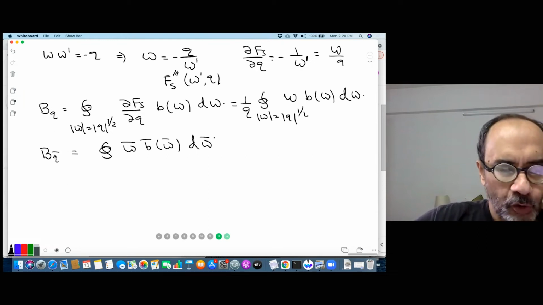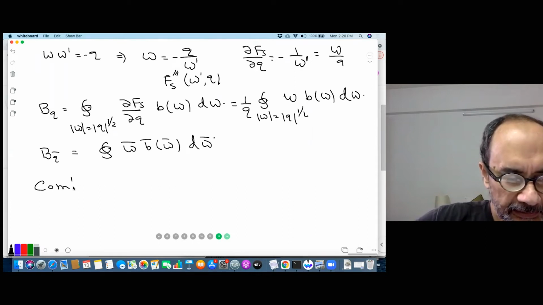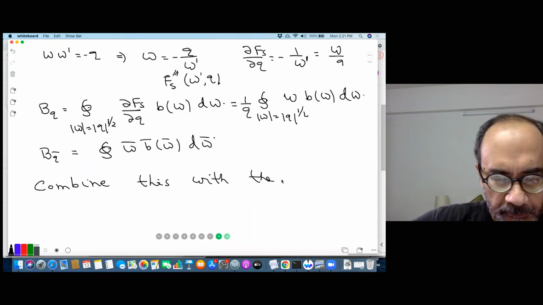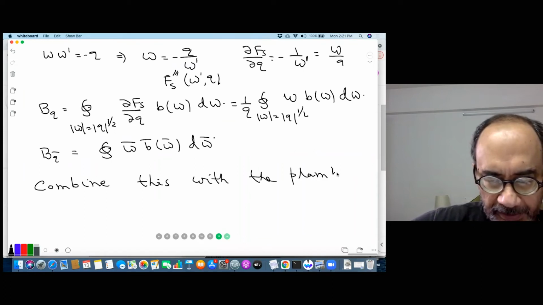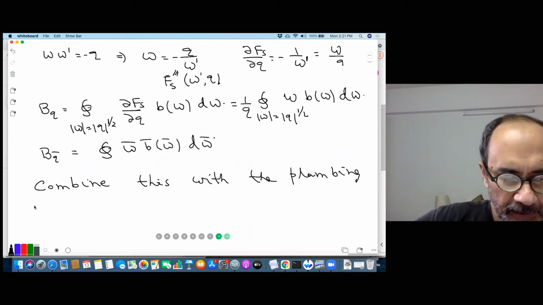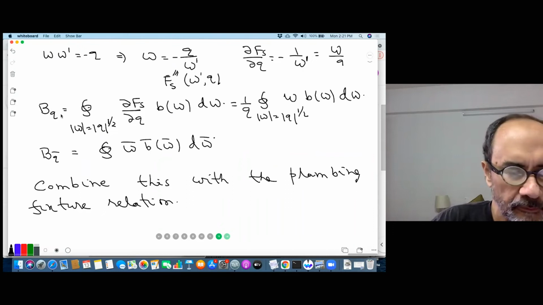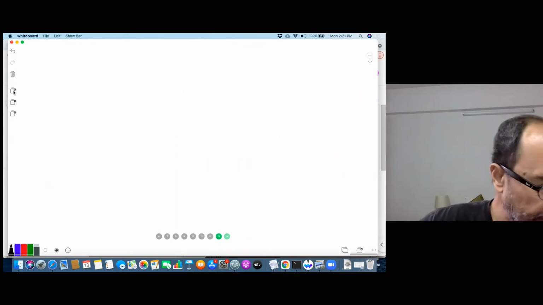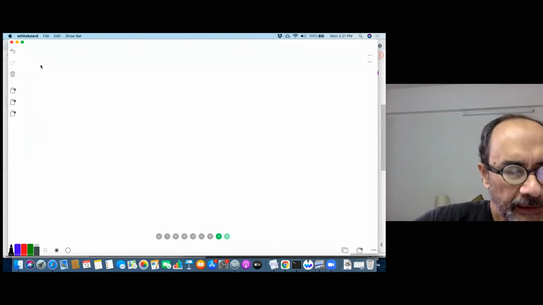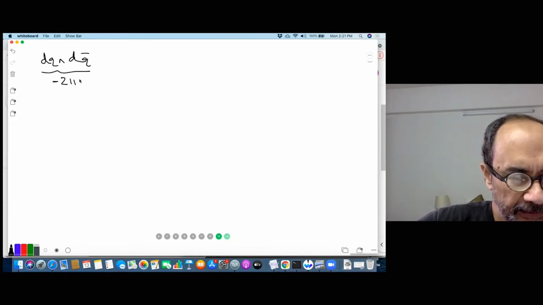So what we are going to do now is to combine this with the plumbing fixture relation that we had derived earlier. Okay, this we did some time ago, so I have to remind you what it was. So let me write down the net formula, and then I think it will become a little clearer. Okay. So we have this dq, dq bar over minus 2 pi i.